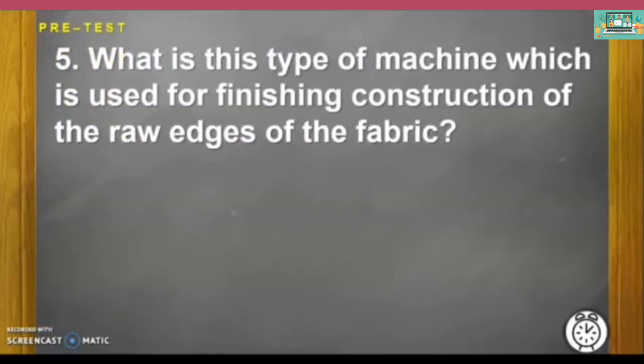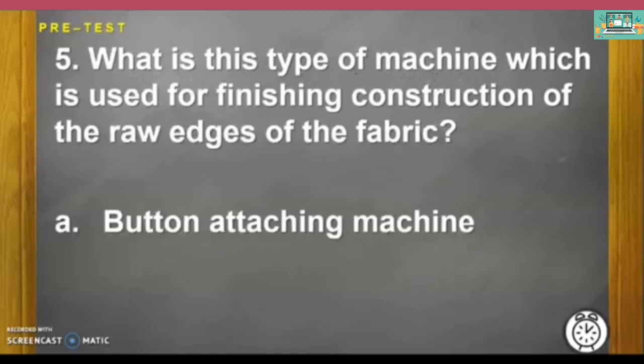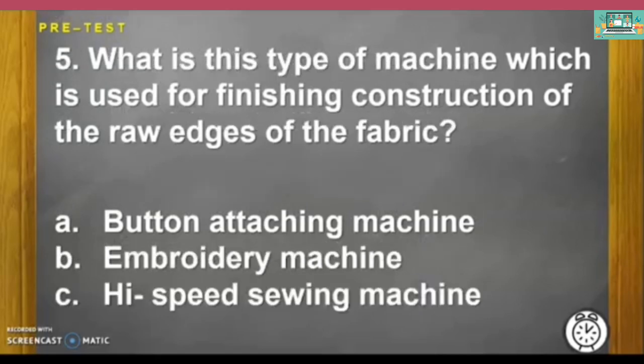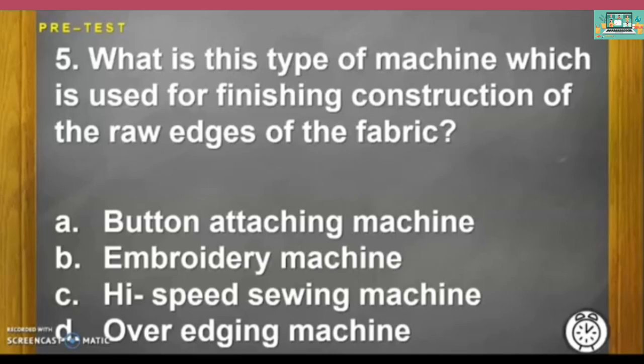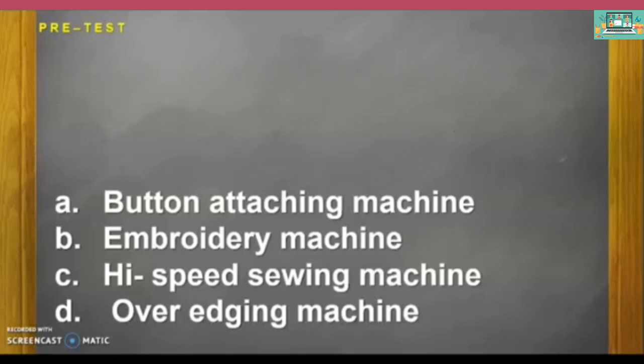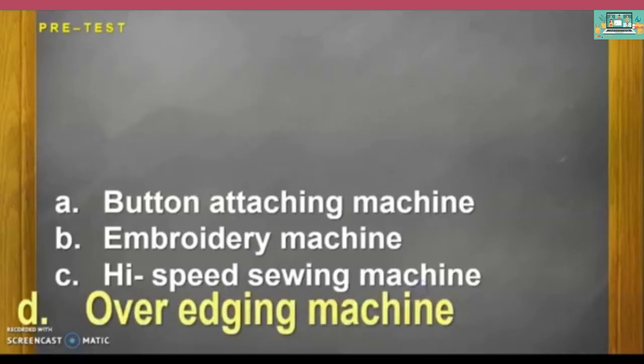Number 5. What is this type of machine which is used for finishing construction of the raw edges of the fabric? A. Button attaching machine, B. Embroidery machine, C. High-speed sewing machine, D. Over-edging machine. The correct answer is D. Over-edging machine.